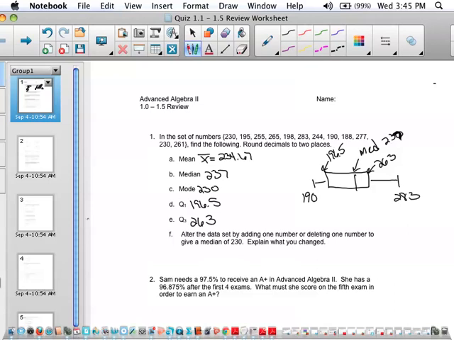Part F says alter the data set by adding one number or deleting one number to give a median of 230. So you might want to go ahead and list these out in order, so you can take a look at what you're actually going to do to make the median 230.